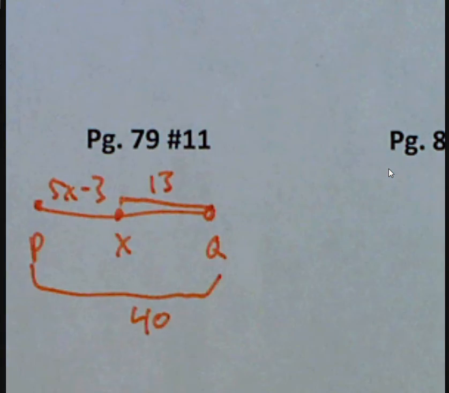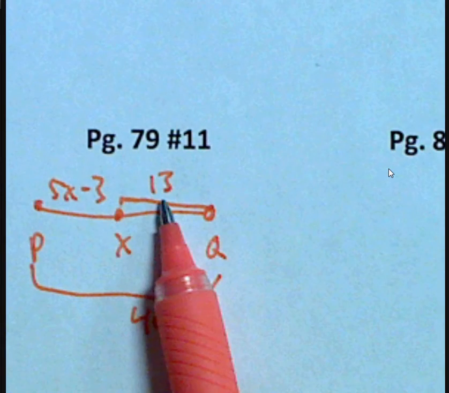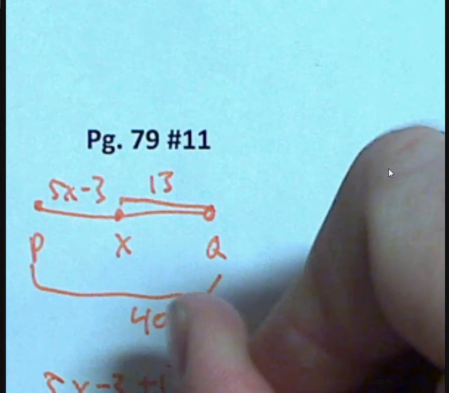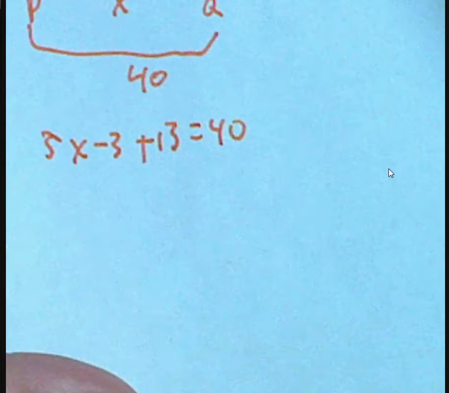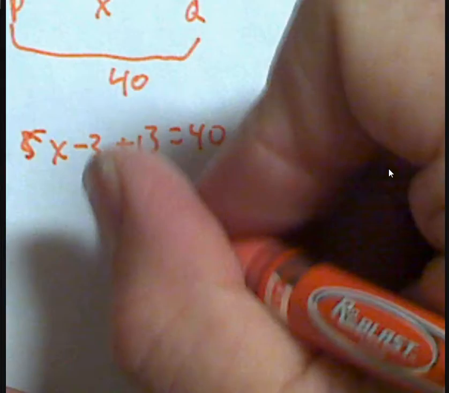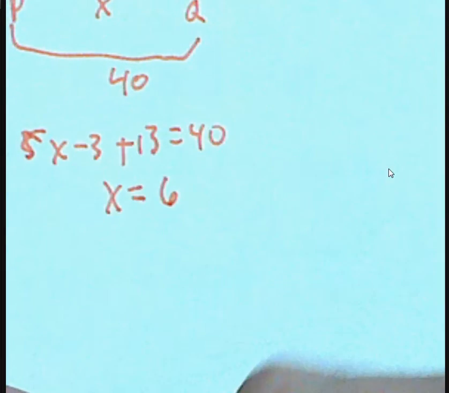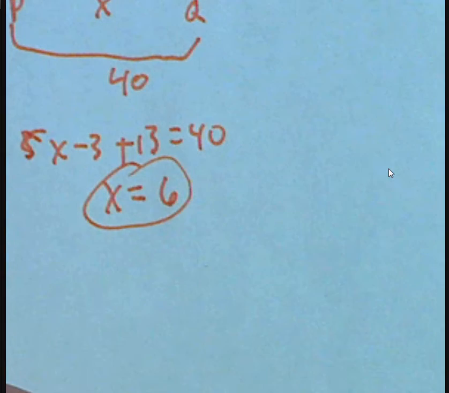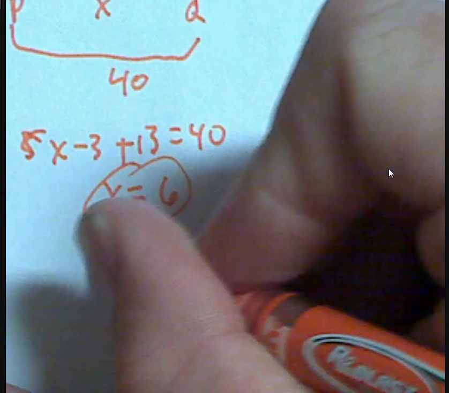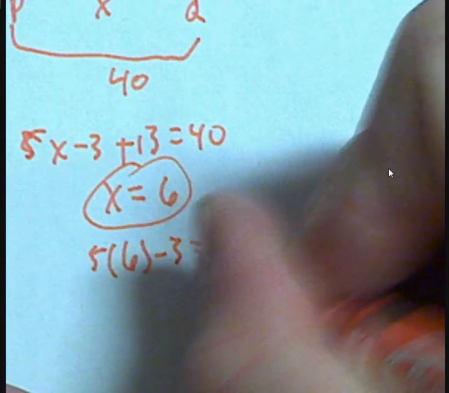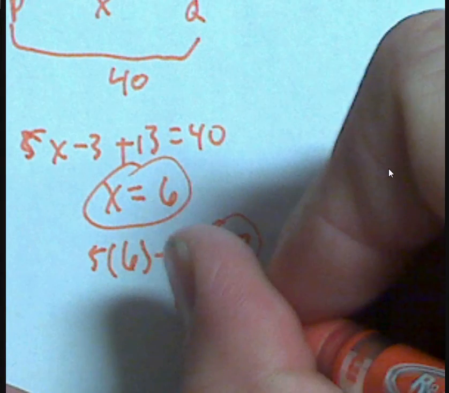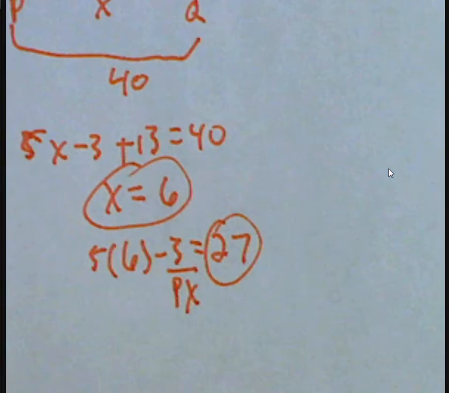So when I look at this, I know that this plus this has to equal the entire thing. 5x minus 3 plus 13 has to equal 40. So that's 5x. If I were to solve for x, I would get 6. Once I get 6, then I need to find xp. xp is 5x minus 3, so that would be 5 times 6 minus 3. 30 minus 3 would be 27. So what equals 27? Line segment px.